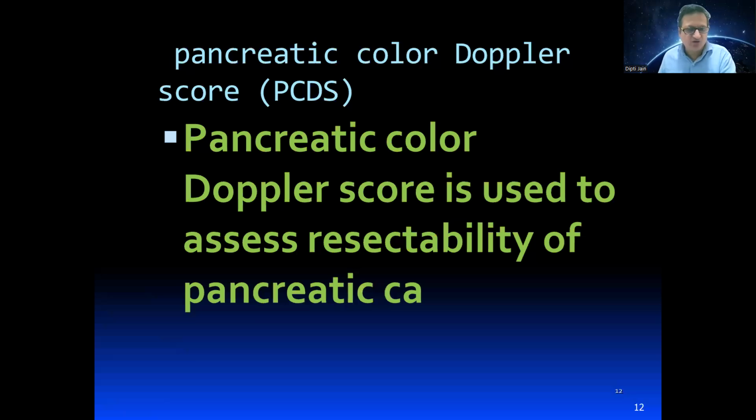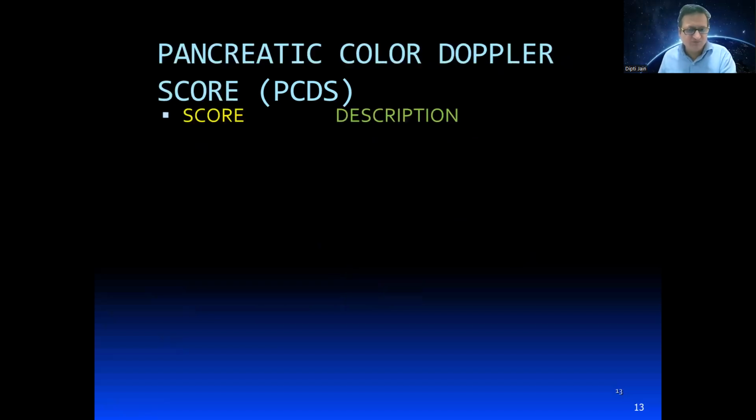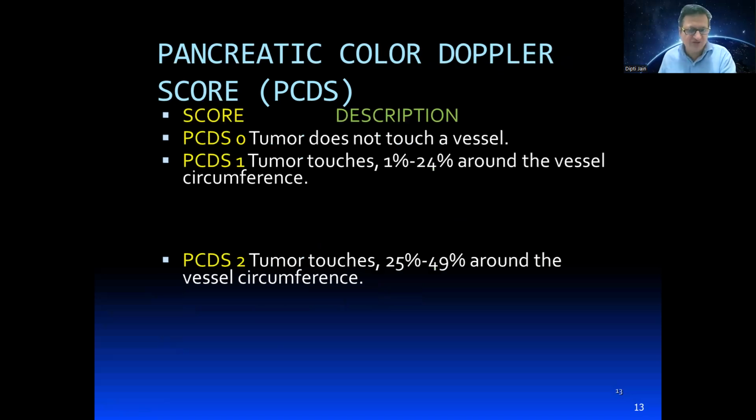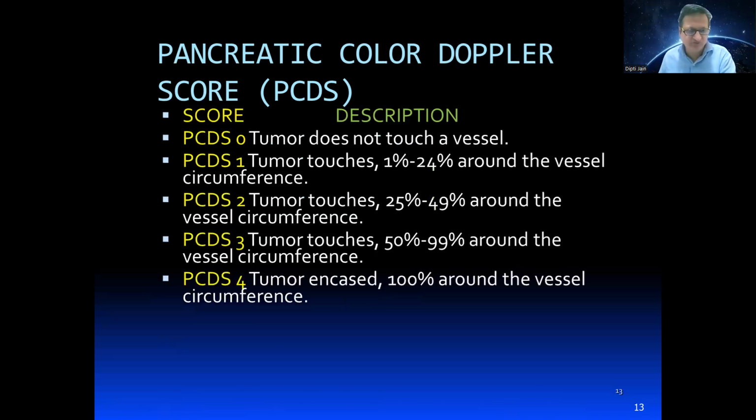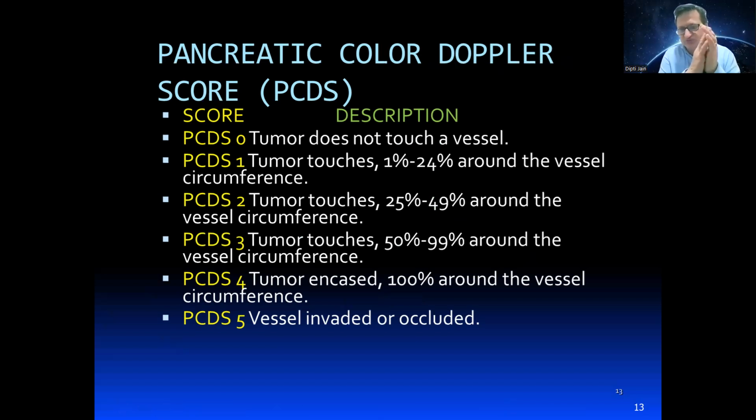The pancreatic color Doppler score is used to assess the resectability of pancreatic carcinoma, in which the scoring is done based on whether the tumor involves that particular vessel or not. Grade score 0 is when the tumor does not touch or involve the vessel. Grade 1 is when the tumor touches 1 to 24% of the blood vessel circumference. If it is score 2, then the tumor touches 25% to 49% around the vessel circumference.